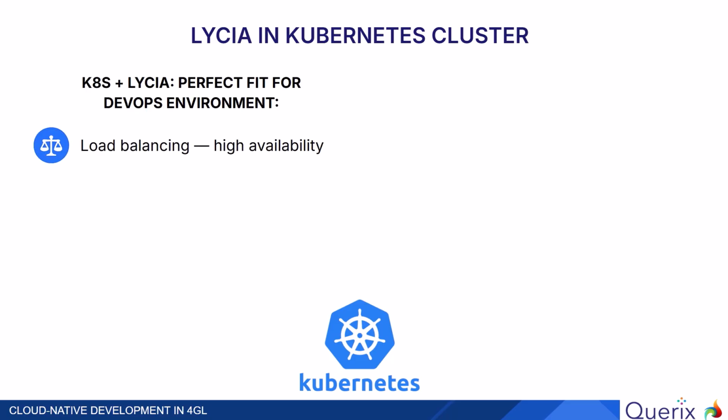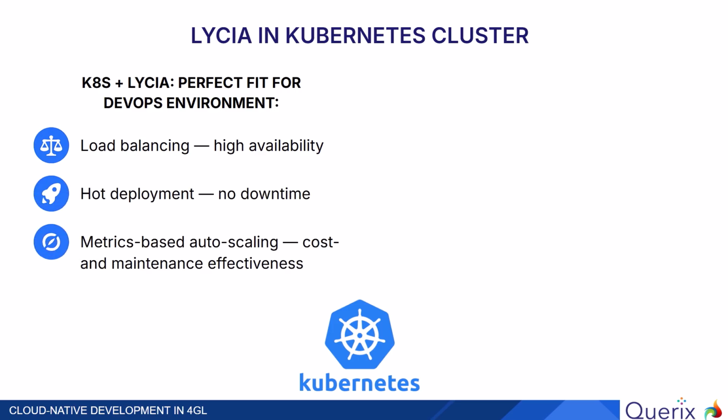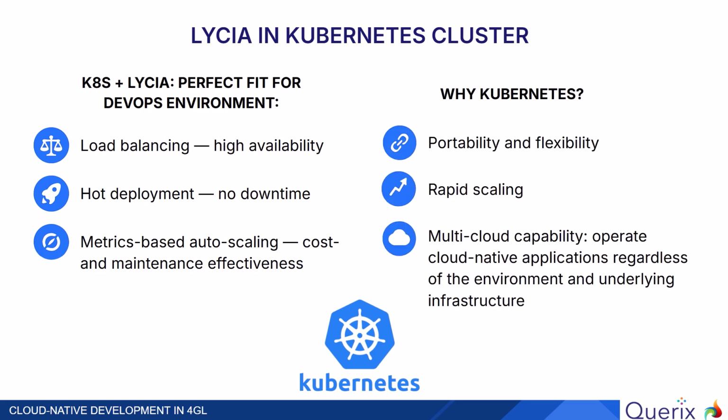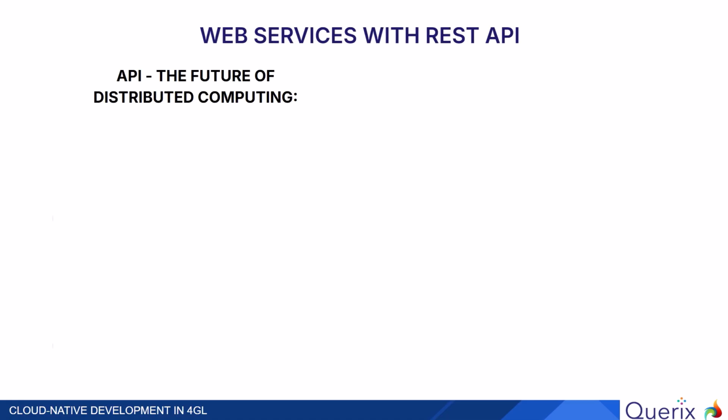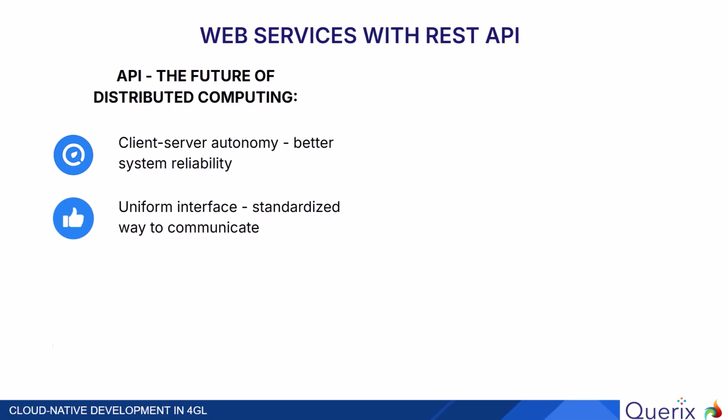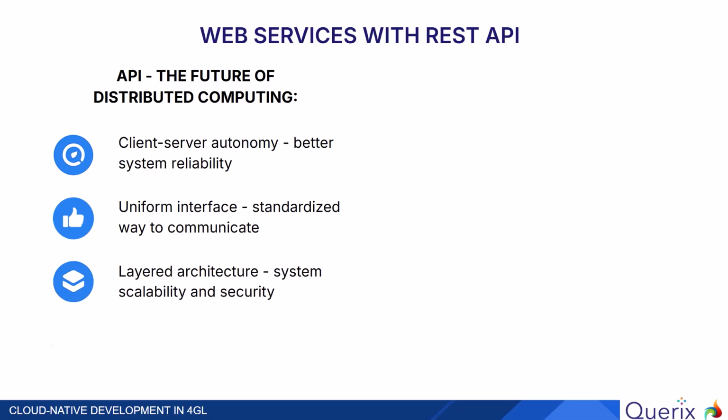We provide load balancing and high availability of your apps, hot deployment and, thus, no downtime, and a metrics-based auto-scaling. Kubernetes ensures portability and flexibility, rapid scaling, and a capability to operate cloud-native applications regardless of the environment and underlying infrastructure. API is the future of distributed computing. It provides a better system reliability due to the client-server autonomy, a uniform interface as a standardized way to communicate, a layered architecture for system scalability and security, and stateless interactions for performance and reliability.